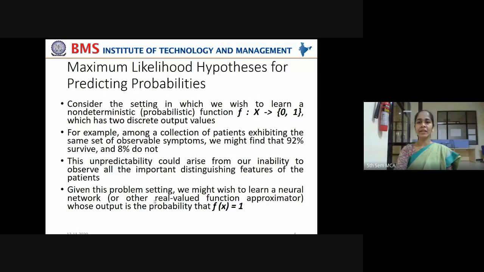Now consider the setting in which we wish to learn a non-deterministic or probabilistic function f such that x maps to 0, 1, which has two discrete output values. What do we mean by this? What is non-deterministic? Non-deterministic means we can't determine the exact occurrence of something.